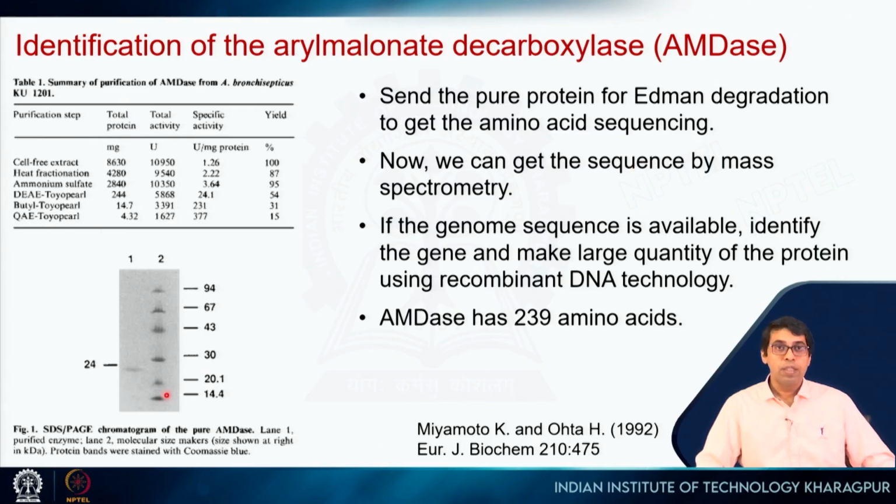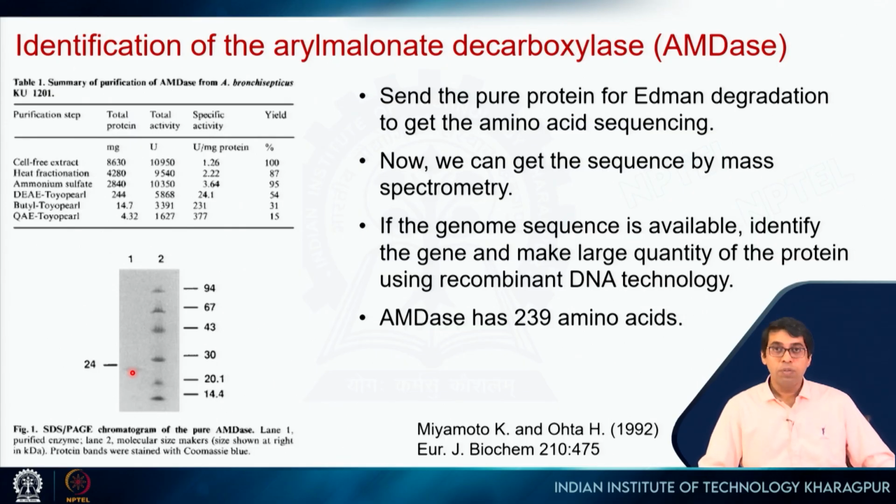What you have to do is, once you reach a stage like this, you cut out this band, you send it for mass spec analysis, they will fragment it into smaller peptides and they will sequence those peptides, they will assemble all the sequences and they will give you the complete sequence of the enzyme. And then now there are databases, you can just put that amino acid sequence, you can BLAST it, right, you can search and then you can find out the actual gene sequence that is there in this organism, right.